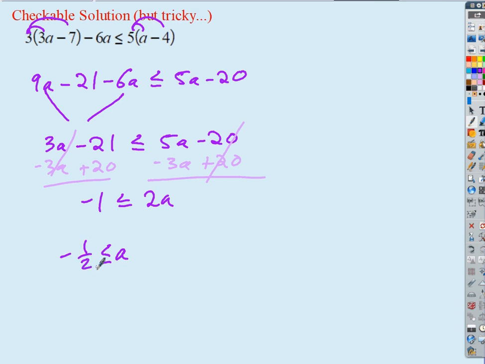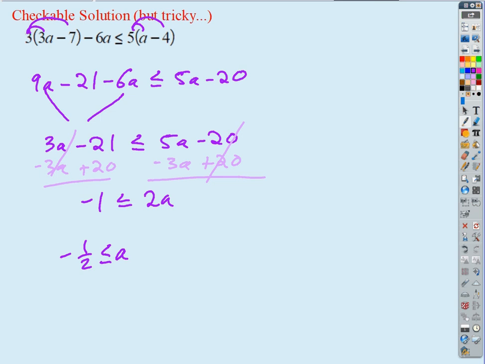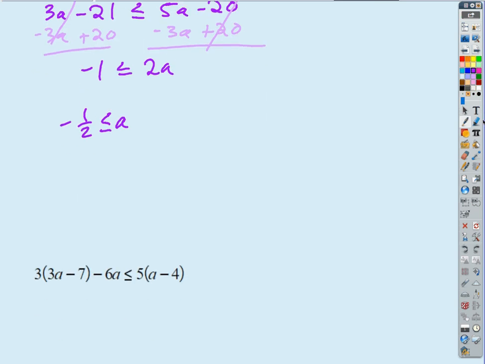Well, let's flip that around. The way we probably want to write that is a is greater than or equal to negative 1/2. There's my original inequality. So in Desmos, here's what we do.